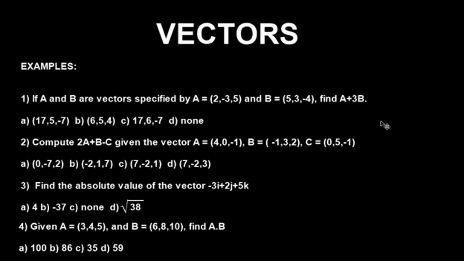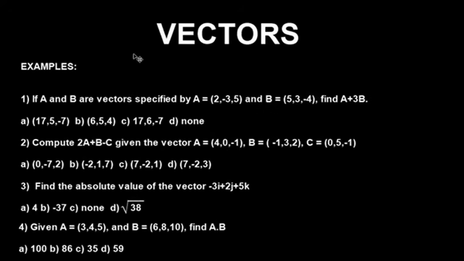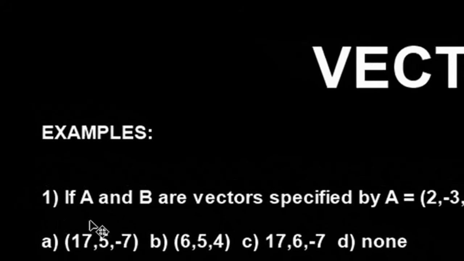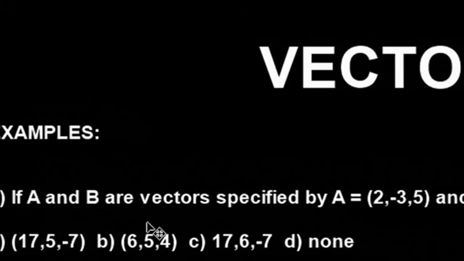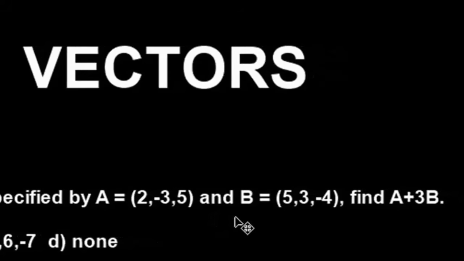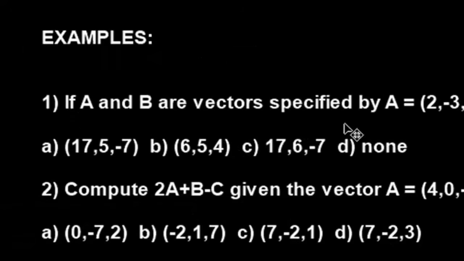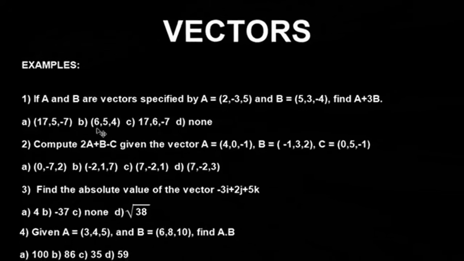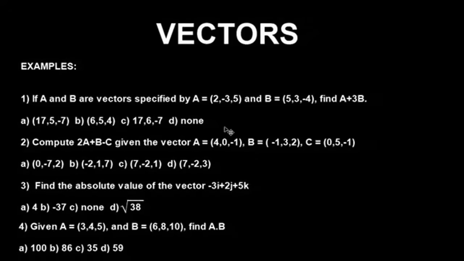Okay, let's begin. Let's look at the examples I have here and solve them together. Example 1 says, if A and B are vectors specified by A equals these values and B equals these values, find A plus 3B. And these are our options. So right now, let's bring up the Casio calculator we will use to solve the problem together.